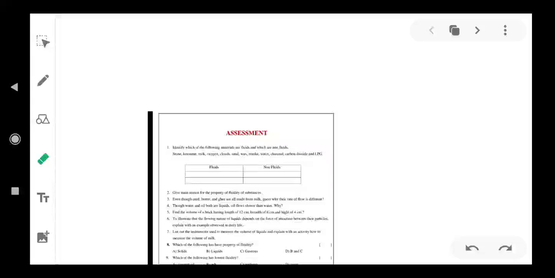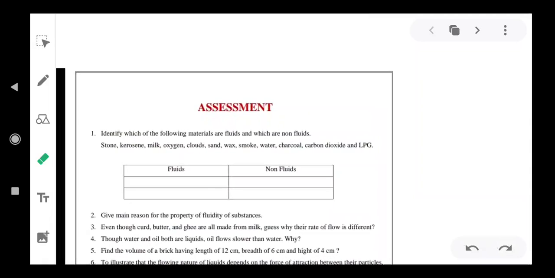Good morning, children. Today we discuss worksheet number 4. See here, in this first question: identify which of the following materials are fluids and which are non-fluids. Given are stone, kerosene, milk, oxygen, clouds, sand, wax, smoke, water, charcoal, carbon dioxide and LPG.